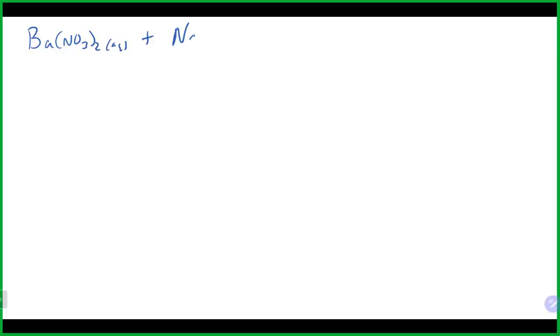Plus some sodium sulfate. And what did I go first? Barium sulfate. Barium sulfate. And sodium nitrate. All right, so we have our balanced molecular equation, right?